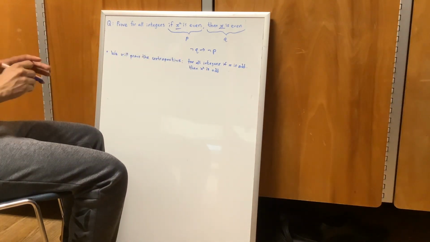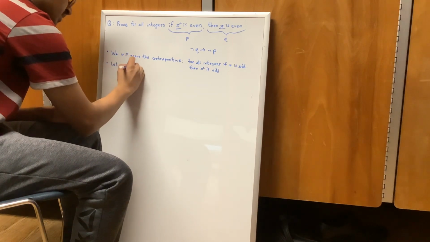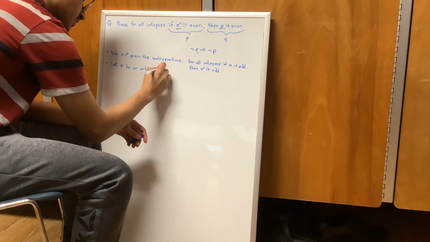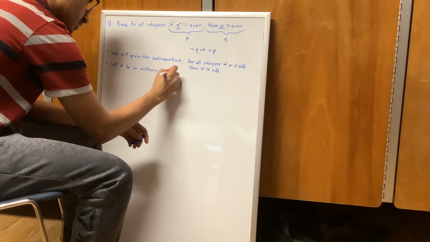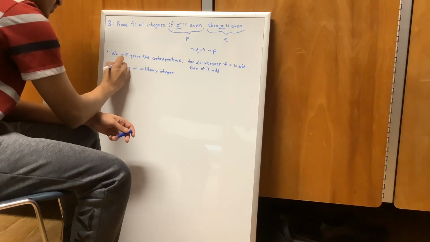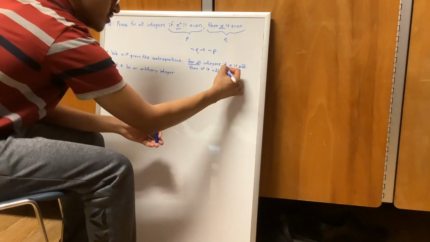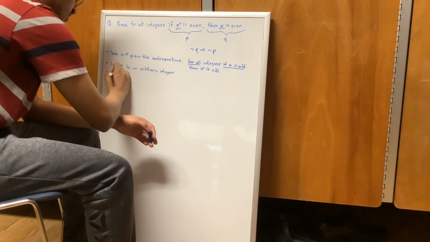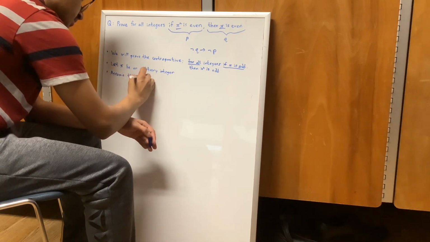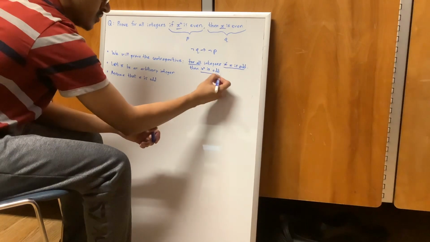So now that we have our contrapositive statement, we're going to let x be an arbitrary integer. So that deals with the for all portion. Then we're going to assume the if, as we normally would. So if x is odd, we're going to assume that x is odd, and we're going to use that to show that x squared is odd.